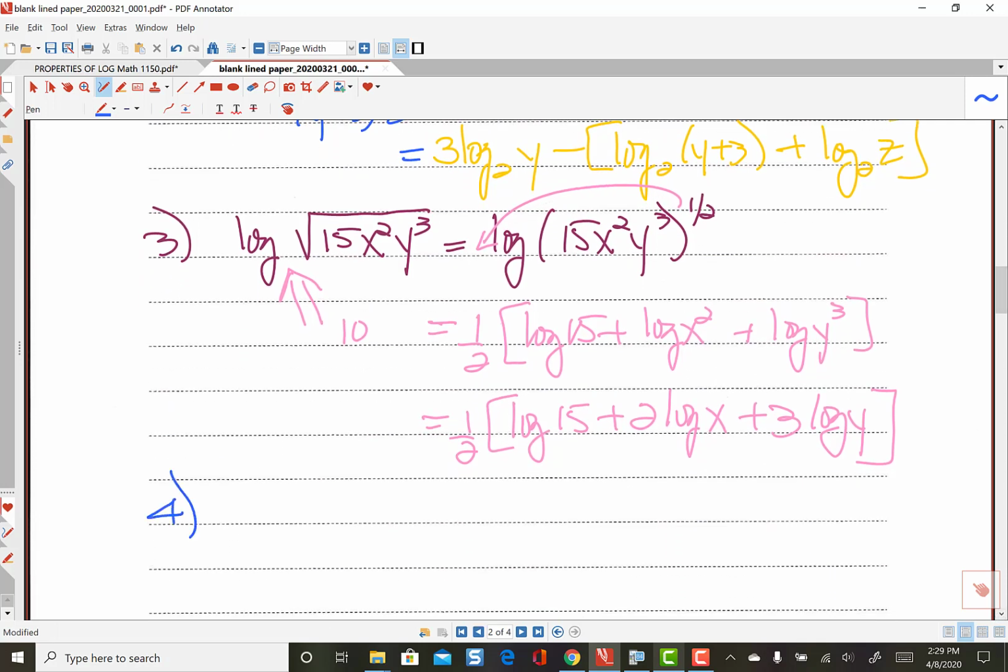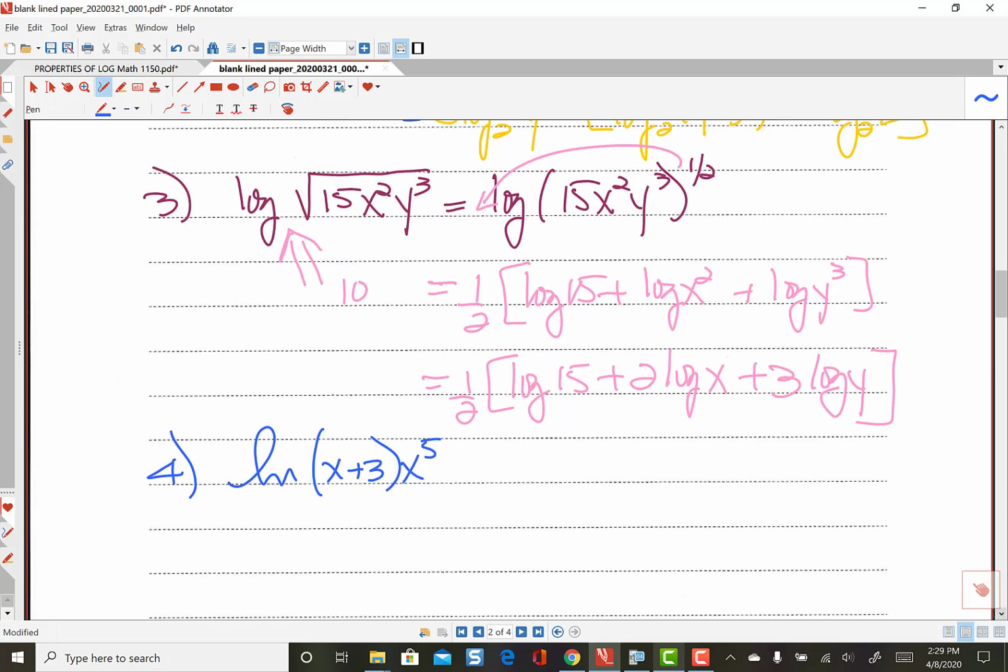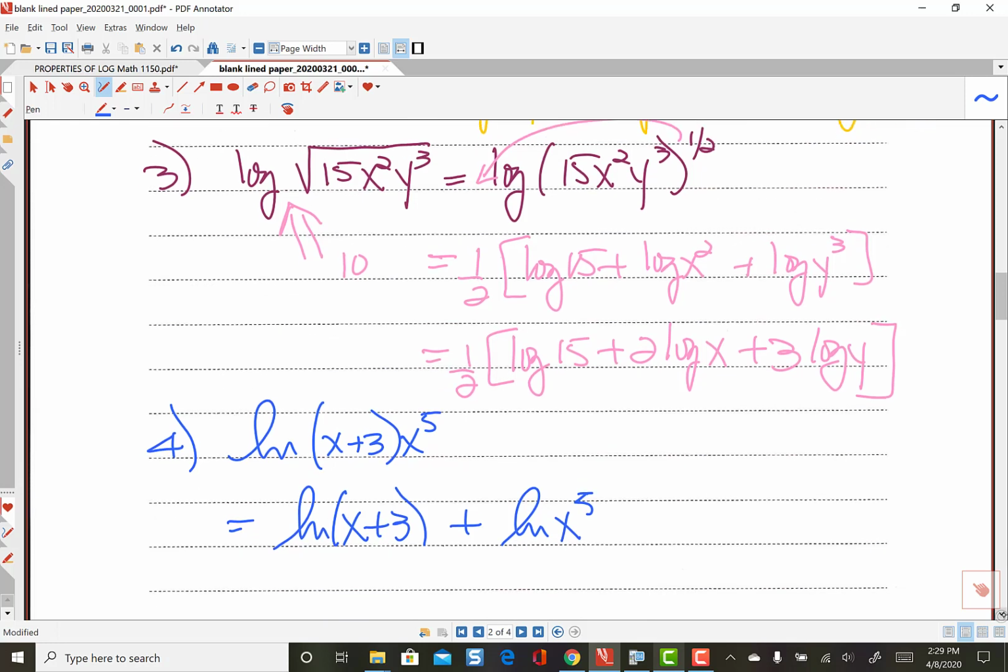So let's say, for instance, if I had the natural log of x plus 3 times x to the 5th power. I said times. Now this is a natural log. The rules are the same regardless what type of logarithm you're dealing with. So if I split this up, this is going to be the natural log of x plus 3 plus the natural log of x to the 5th power.